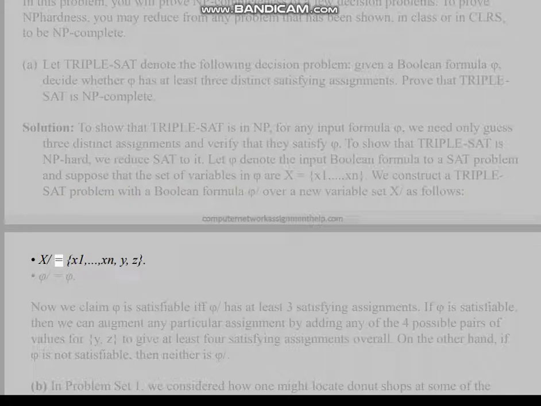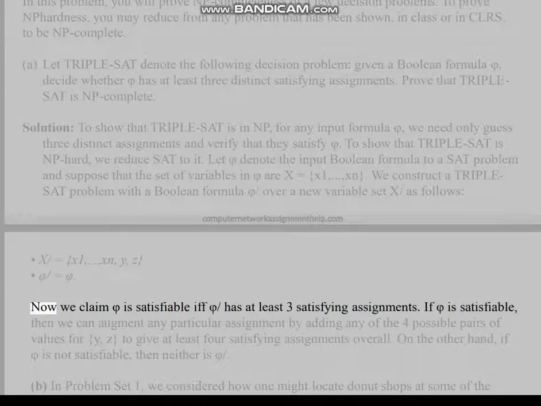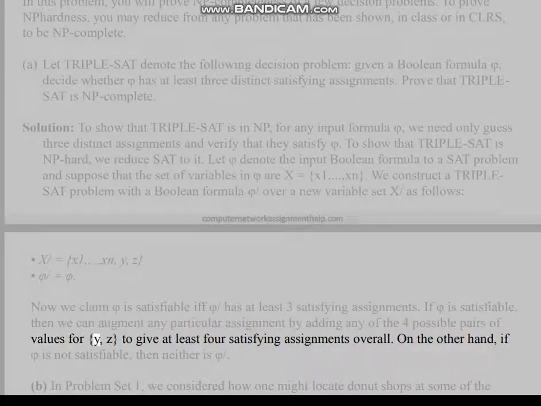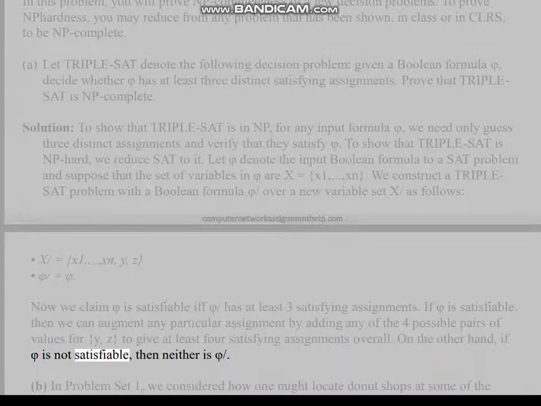x' = x1, ..., xn, y, z. phi' = phi. Now we claim phi is satisfiable if and only if phi' has at least 3 satisfying assignments. If phi is satisfiable, then we can augment any particular assignment by adding any of the 4 possible pairs of values for y, z, to give at least 4 satisfying assignments overall. On the other hand, if phi is not satisfiable, then neither is phi'.